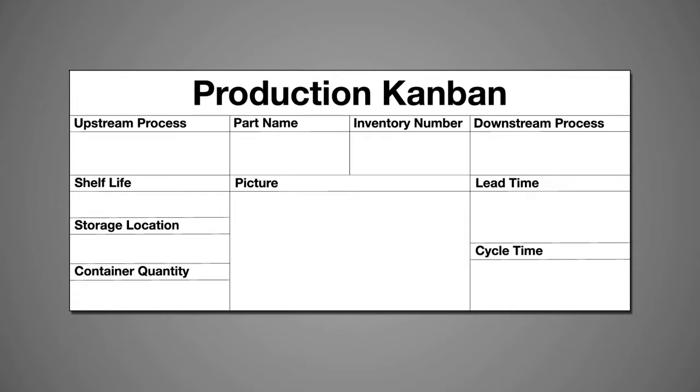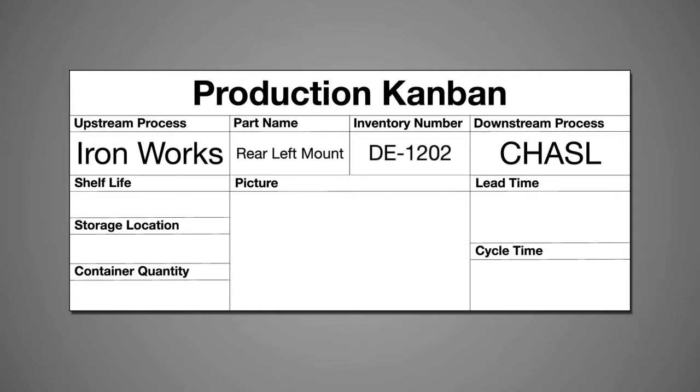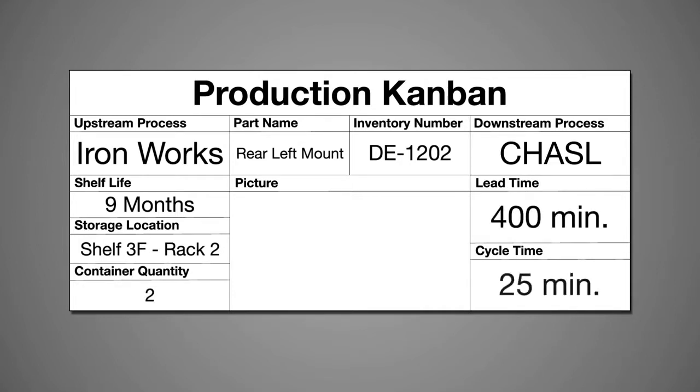The Production Kanban takes the place of standard production orders in an MRP push system. By implementing Production Kanban, you are taking a major step in moving your operations to a pull system. Information often displayed on a Production Kanban includes, but is not limited to, the upstream process, the downstream process, the part name, the inventory number, shelf life, the shelf or storage location, the container quantity, lead time requirements, cycle time, and a picture of the part.